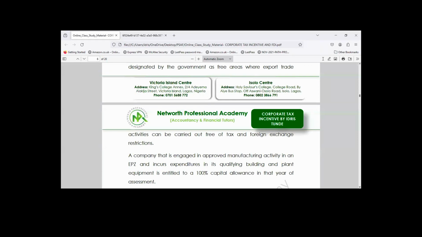If a company is located in the export processing zone, they will be given 100% accelerated capital allowance. What that means is that in the year the company purchases property, plant, and equipment, they will claim 100% capital allowance in that year on the property, plant, and equipment.